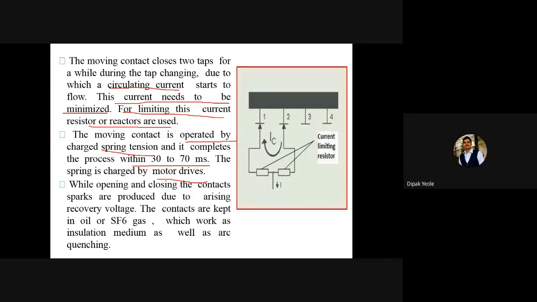While opening and closing the contacts, sparks are produced due to arising recovery voltage. The contacts are kept in oil or SF6 gas. So both these are the insulating medium. SF6 means sulfur hexafluoride gas, which works as insulation medium as well as arc quenching medium. You will understand that when both contacts move away from each other, what will be created there? A spark will be created. Yes, and if we want to quench this arc, then we have to use the insulating medium like oil or SF6.